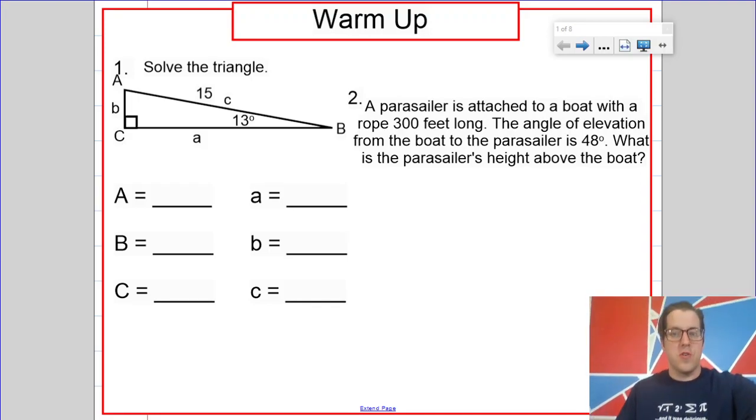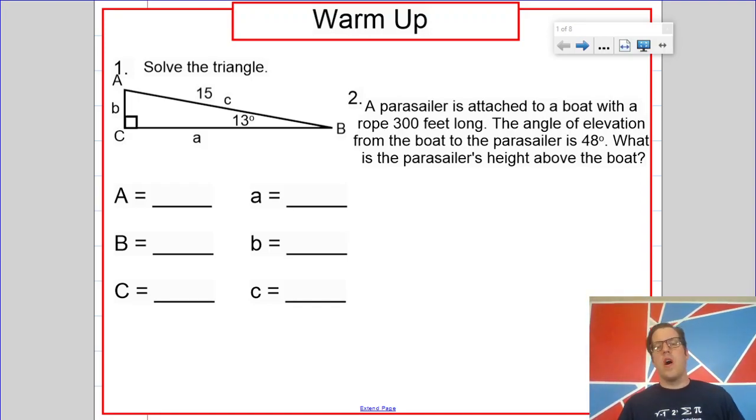All right, so for starters, just two problems for you to try. Go ahead, pause the video and see how much you remember from your geometry class. Hopefully you pause the video. I'm going to move on and give you the answers right now.